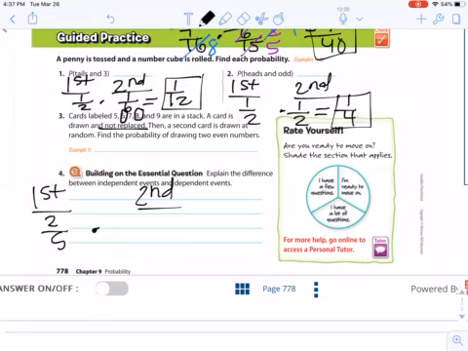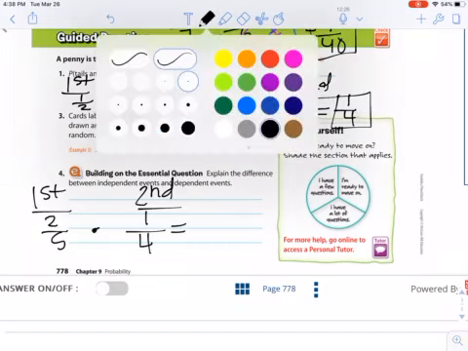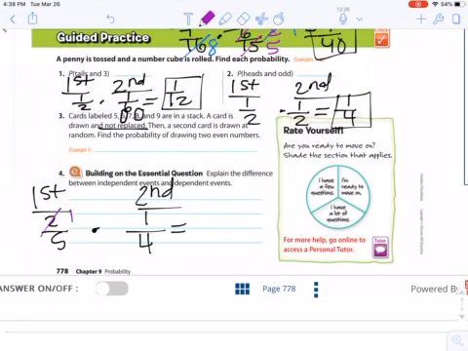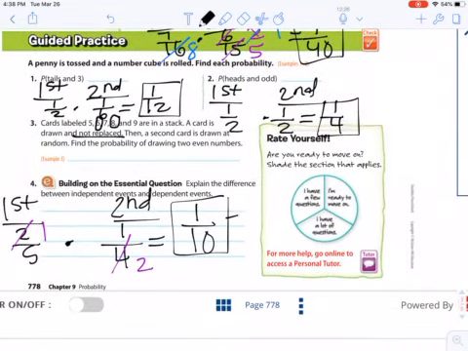So you're going to assume that your first pick was an even number. So you're going to take it out. That means there's only 1 even number left. And there's not 5 cards now, there's only 4 cards. I'm going to cross cancel the 2 and the 4. There's nothing else I can cross cancel, so then you end up with 1/10, and this is your answer for number 3.